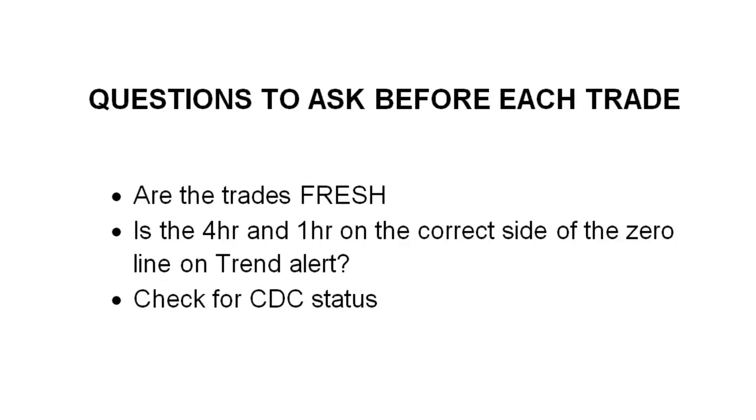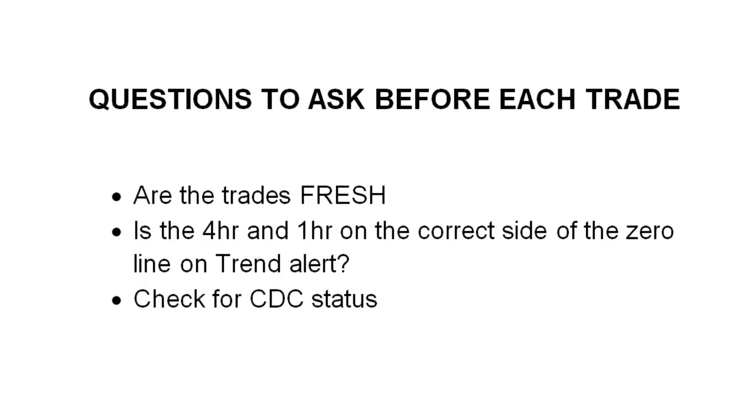Is the 4 hour and the 1 hour on the correct side of the zero line on the trend line? If you take a trade on the 4 hour by itself, is it on the correct side? If it is, then possibly take it. If the 1 hour is going long, but the trend is below the zero line, you may not want to take the 1 hour. Now, the exception is the next question.